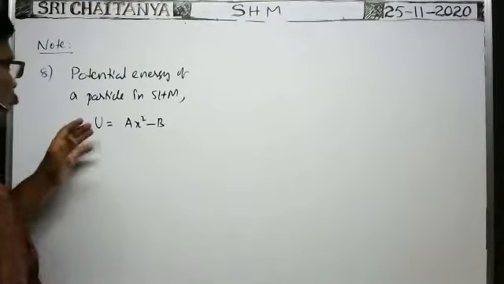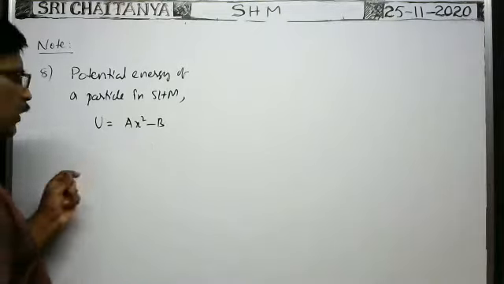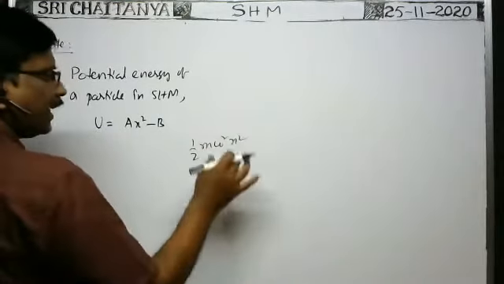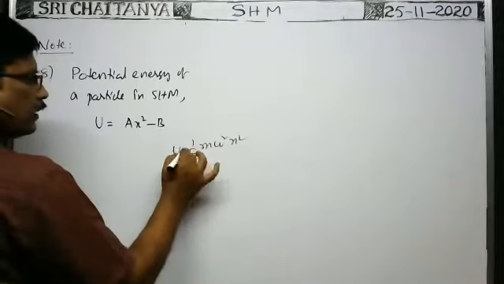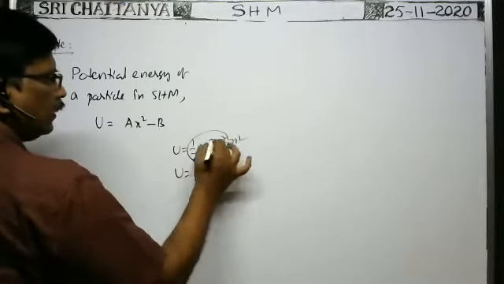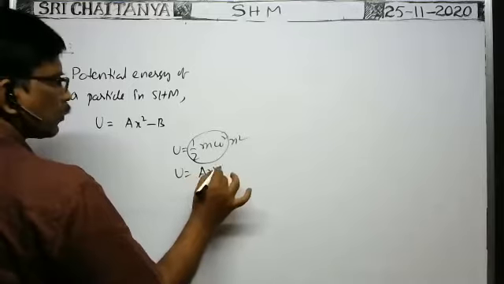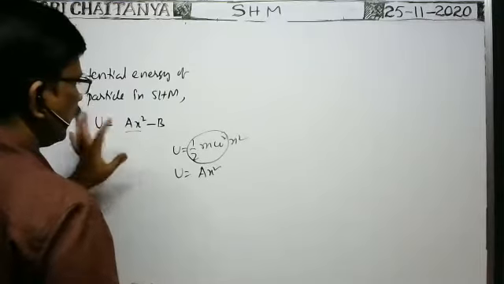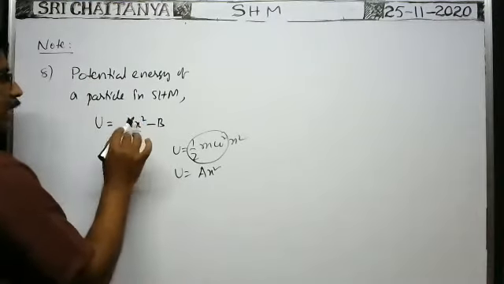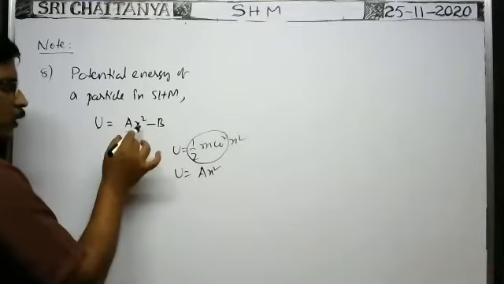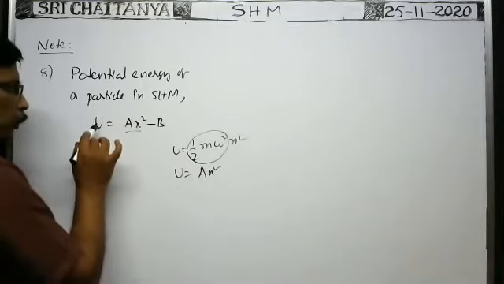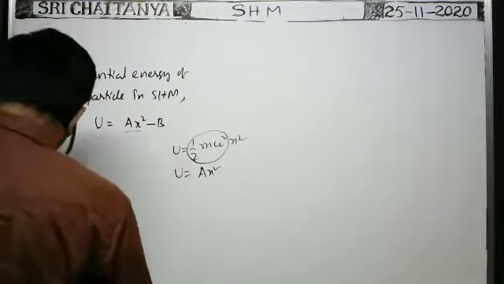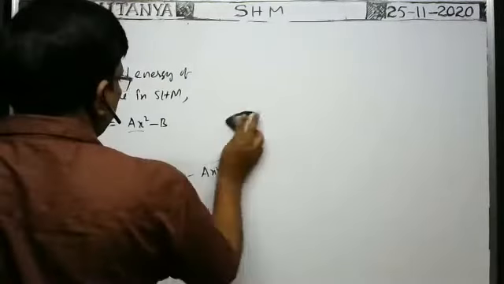It is not simply U is equal to half m omega square. Actually, what is the formula for potential energy? Half m omega square x square, no? At any displacement x, the potential energy of the particle is given as this one. So U is equal to a x square, and some constant is also there. That means when x is equal to 0, at the mean position, the particle still has some potential energy. That is the minimum potential energy. Okay, so in this way the equation is given.